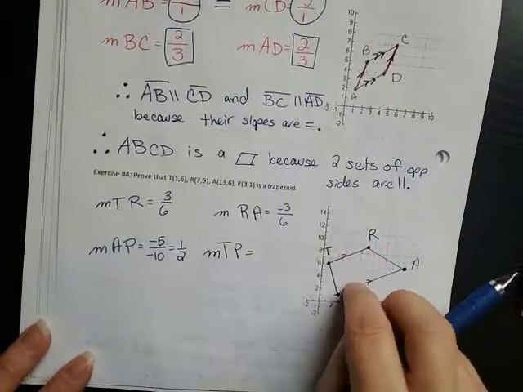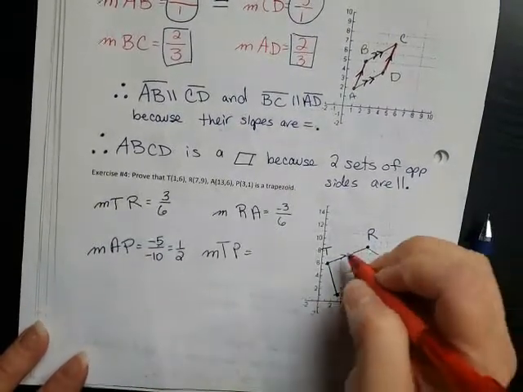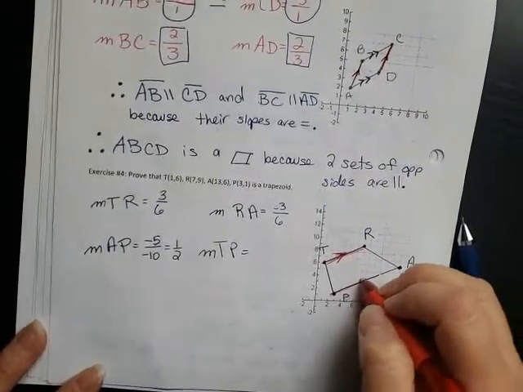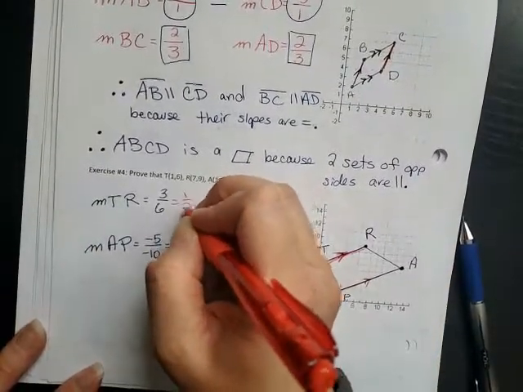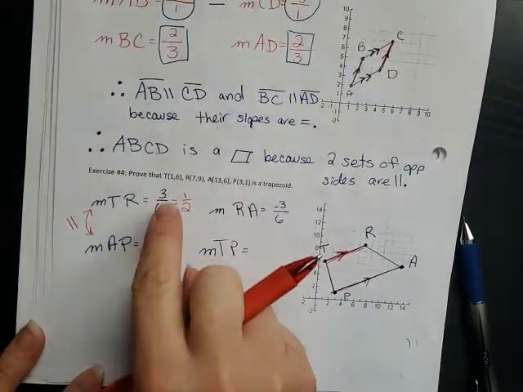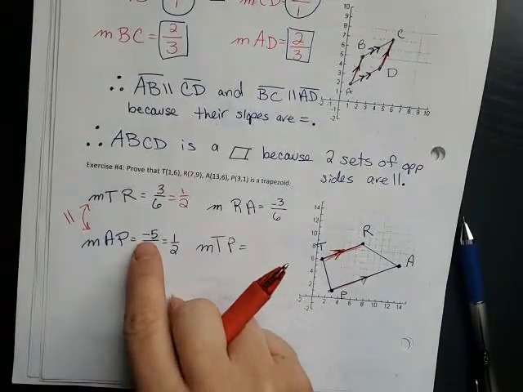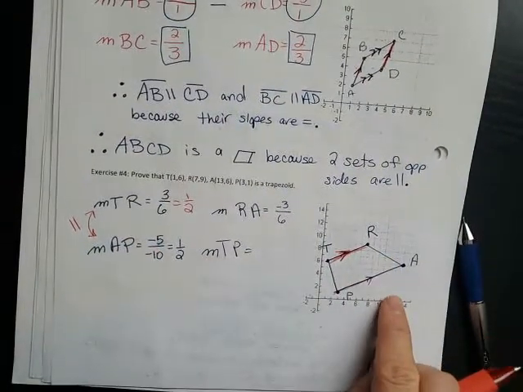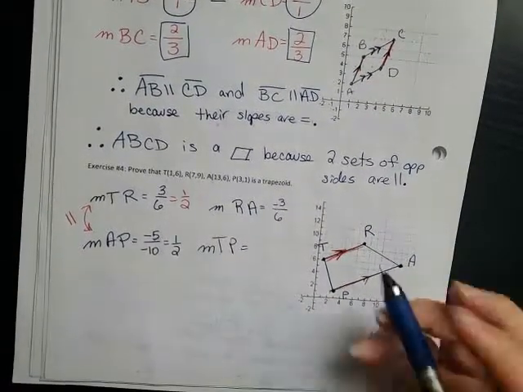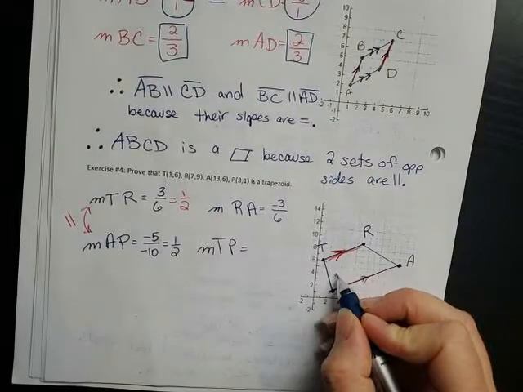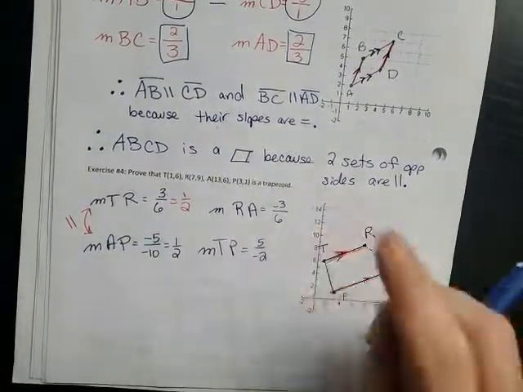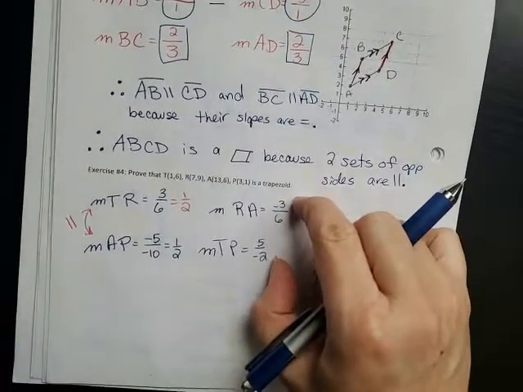So we're looking for TR and AP to be parallel. True? These two sides are running parallel. So those two slopes should be the ones that are equal. So these are equal slopes here, 3 over 6 and negative over a negative. Again, I went down and left. Gives me a +1/2. And last one, PT is 1, 2, 3, 4, 5 up, 2 to the left is 5 over -2.